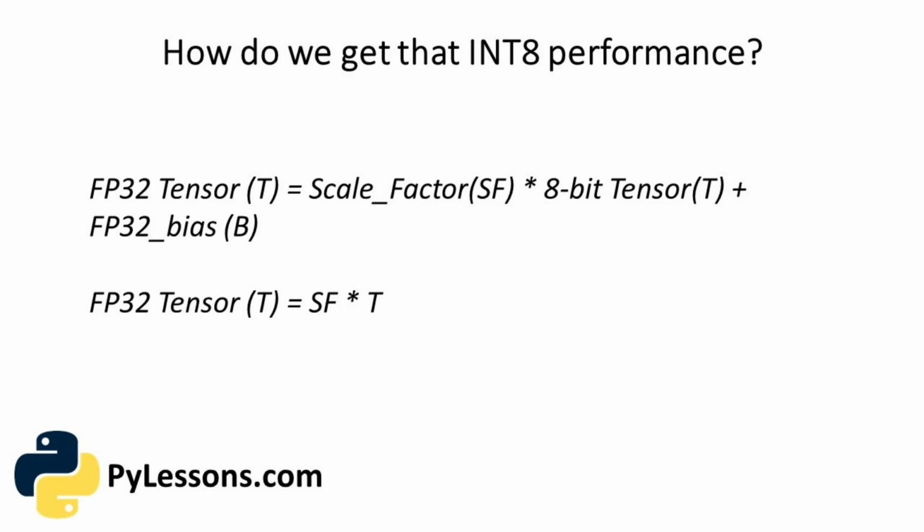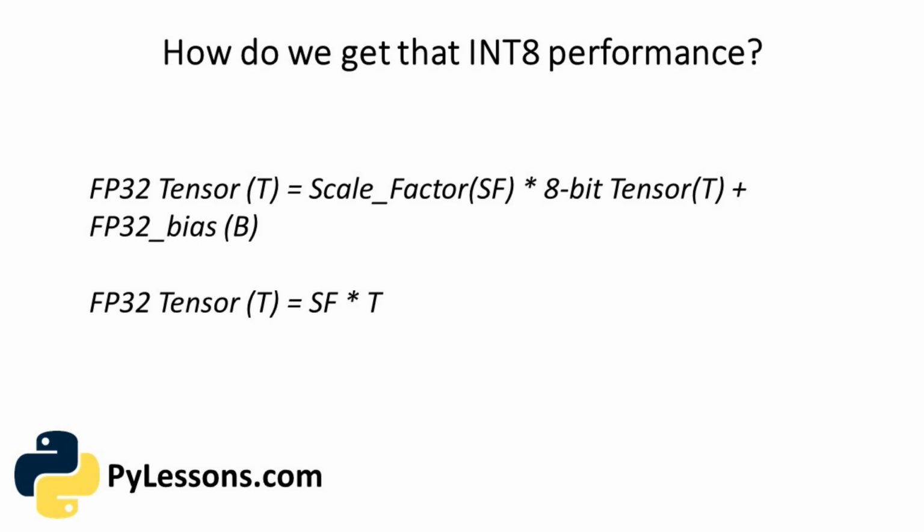Here I showed a linear quantization function at the first line, and as you can see, FP32 tensor is equal to scale factor multiplied by 8-bit tensor, and we add FP32 bias, and we can make it simpler. Experiments have shown that the bias term does not really add any value, so we can get rid of it, and then we receive that FP32 tensor is equal to scale factor multiplied by 8-bit tensor. SF here is the scaling factor for each tensor in each of the layers. The problem here is to find the scaling factor.